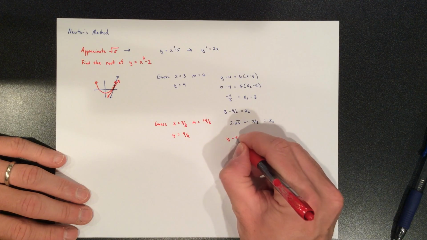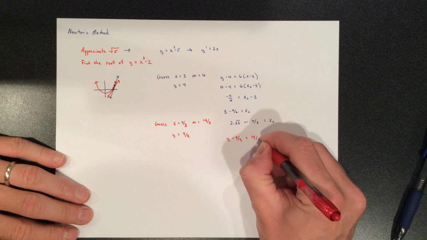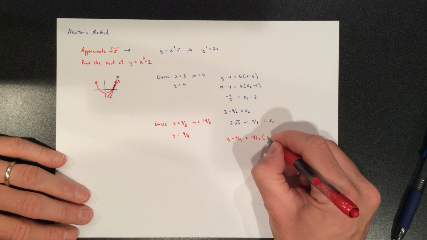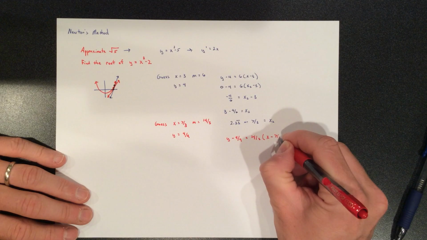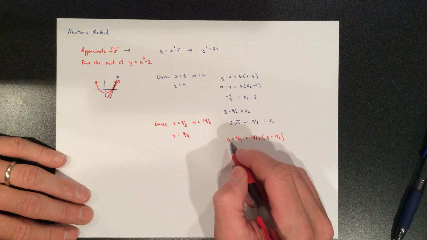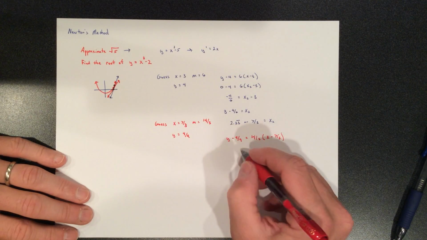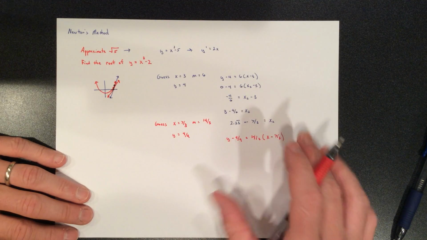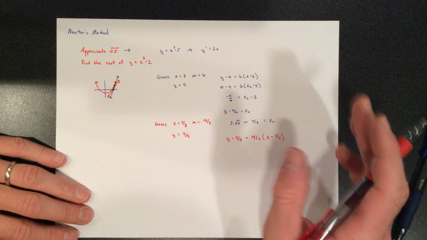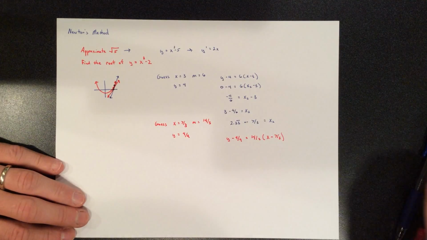Y minus 4 ninths equals 14 thirds times x minus 7 thirds. And we'd solve for this x value when y equals 0, right? We're going to let y equal 0 because we're going to find the 0 of that. So we'd let y equal 0 and we'd solve for this x. And it's going to get messier and messier and messier. Okay, so we could keep doing that. But really, what are you doing?